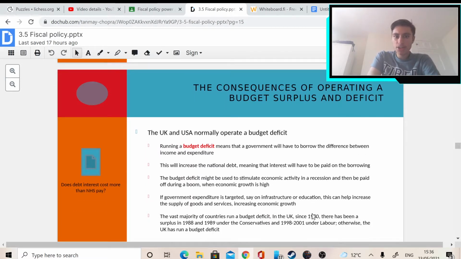Now, the UK and USA normally operate at a budget deficit. Running a budget deficit means that the government will have to borrow the difference between income and expenditure because they want to provide more to the citizens than they gain through revenue. So that is why they would have to borrow money. This will increase the national debt, meaning that interest will have to be paid on the borrowing.